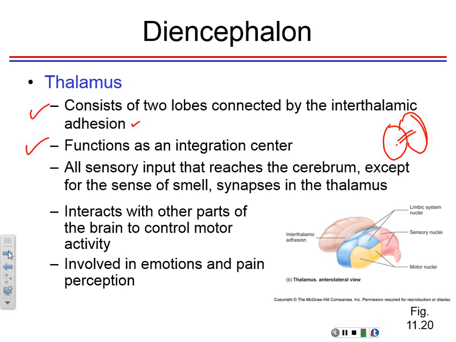So it's an integration center, of course, like we said. It pretty much triages all the information that comes through to the central nervous system and directs it to the proper part in the brain which takes care of that. So everything except smell goes through there. All the sensory information to the brain except the sense of smell. And you will notice with the sense of smell, it's not very critical. It's nice to smell stuff.